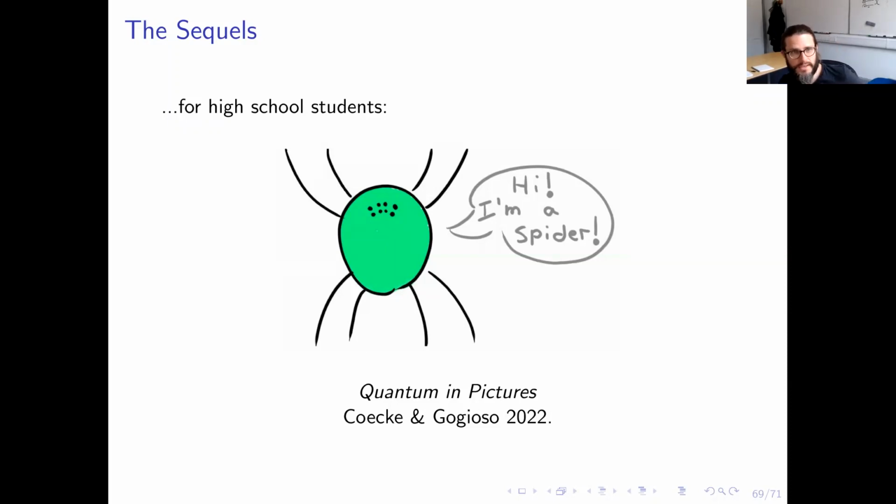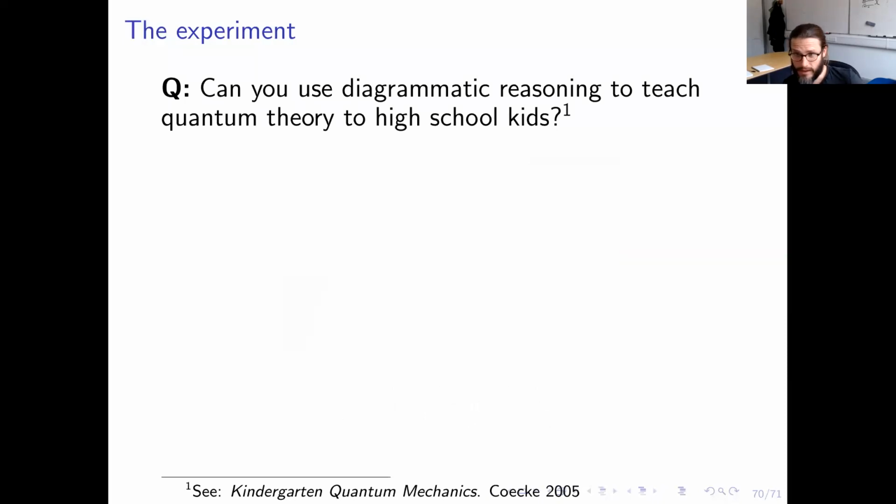And this book is the basis of an experiment that we're in the early, formative days of. Particularly if people have comments about this, I'd be interested to hear them. So the main question that we're trying to answer is, can you use diagrammatic reasoning to teach quantum theory to kids? If you look at Bob Coecke's old paper, Kindergarten Quantum Mechanics, he claims that you can use these techniques to teach it to kindergartners. We thought we would be a little bit less ambitious and try to teach it to high school kids initially, before trying kindergartners. So we want to see if this is possible.